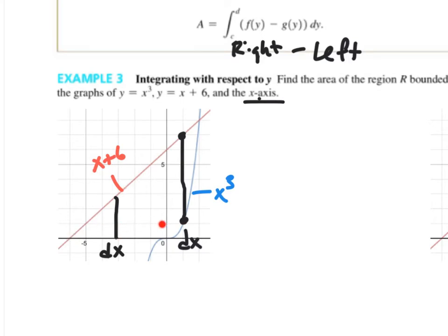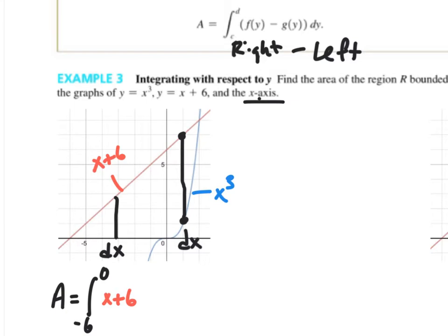Now, that's the case here from -6 to 0, all right? I can go from top to bottom here, but from 0 to 2, I can't do that. I have to switch functions from this top function. So this is going to require two different integrals. So my area here is going to equal the integral from -6 to 0 of my top function, which is x plus 6, and then the bottom function is just 0.